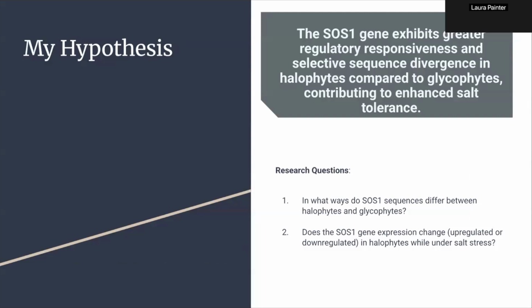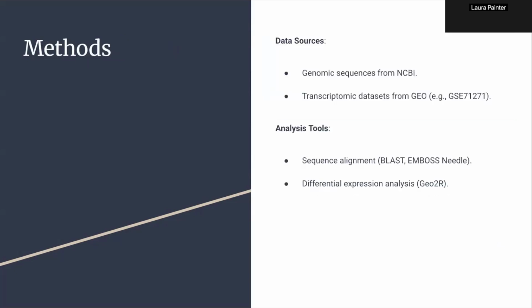So my hypothesis is that the SOS1 gene exhibits regulatory responsiveness and selective sequence divergence in halophytes compared to glycophytes, contributing to enhanced salt tolerance. So from this, I am interested in two sub-research questions. In what way do the SOS1 sequences differ? And how does the gene expression change?